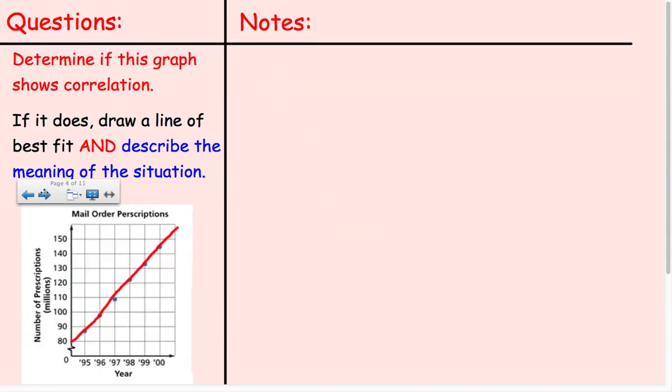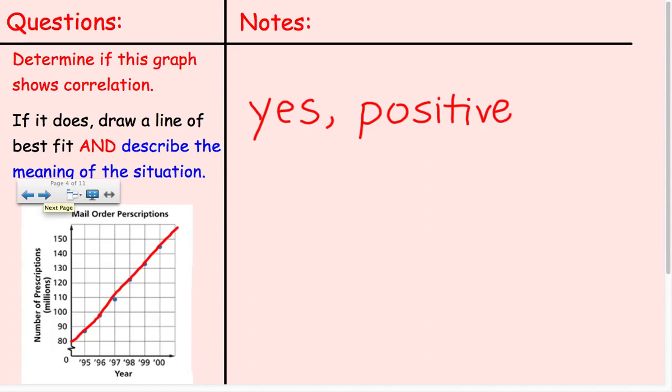So this one is going to be yes, there is positive correlation. And now let's figure out what the meaning of this situation is. The title of this coordinate grid is mail order prescriptions. So that means how many people are getting prescriptions through the mail. The years start out from 1995 and go all the way to 2000. And then on the y-axis is the number of prescriptions that people ordered.